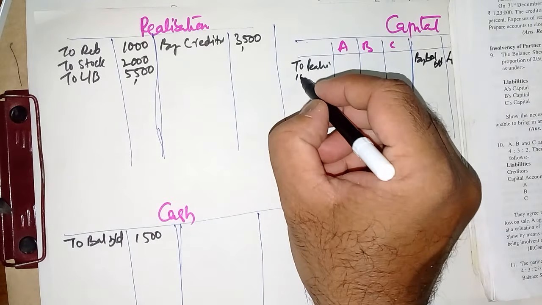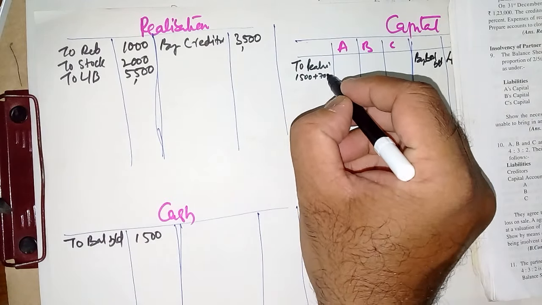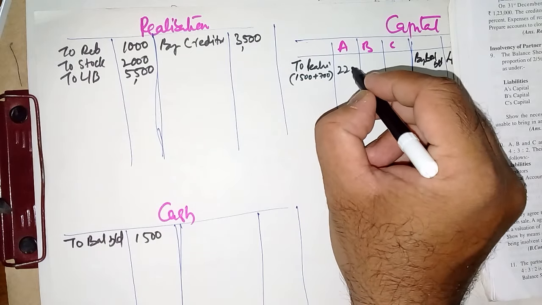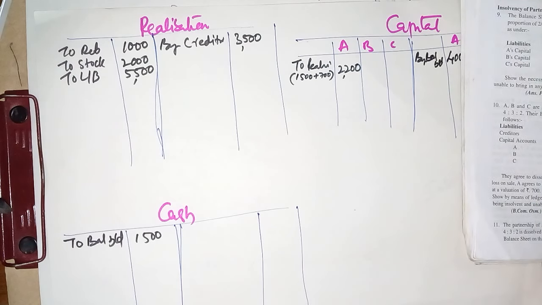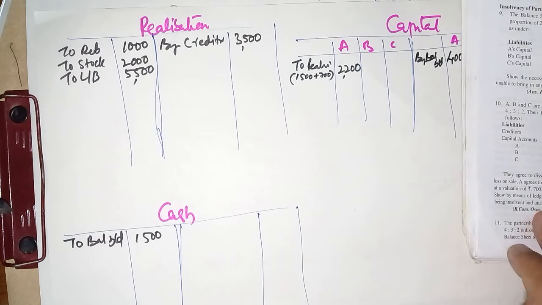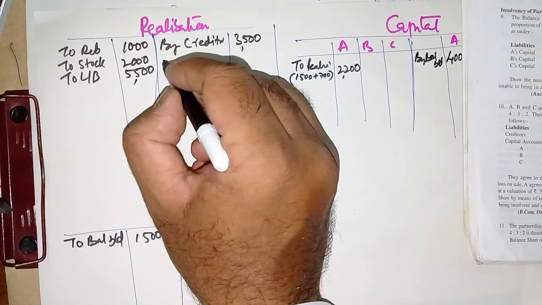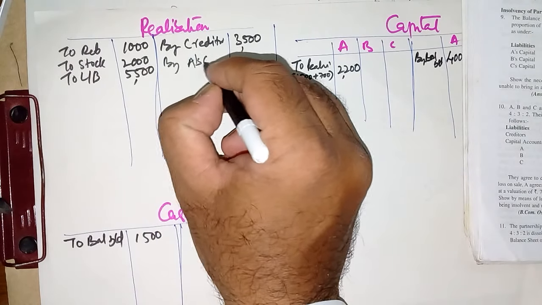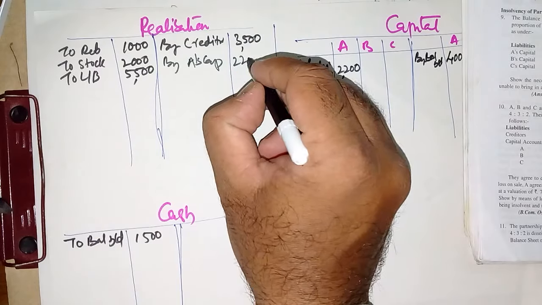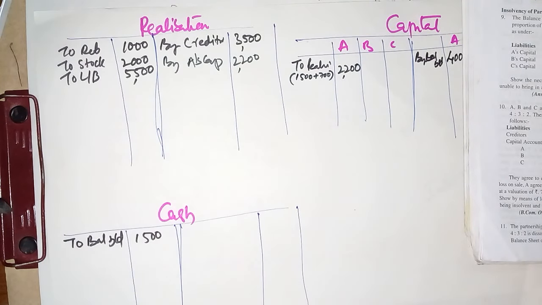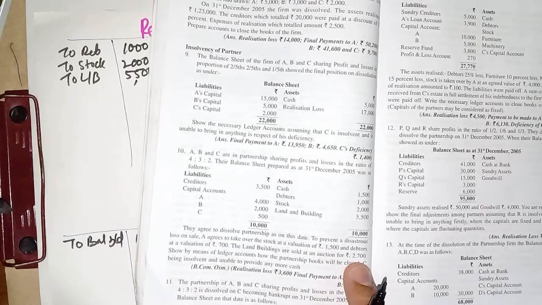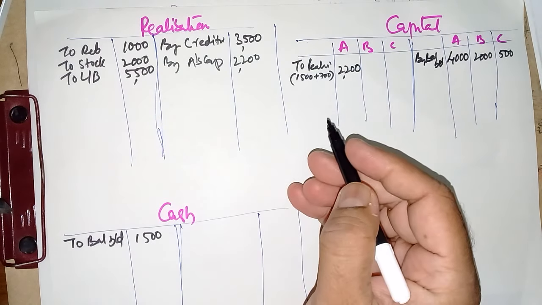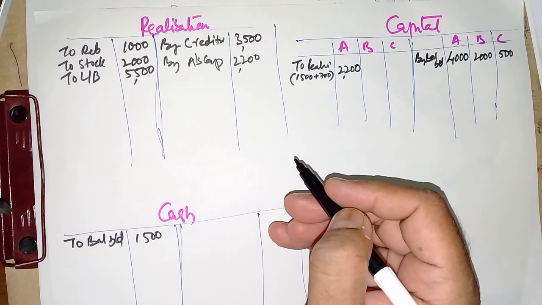So here I am writing 1,500 plus 700. Collectively we are writing 2,200 in A's capital account. Right? We have debited, as it is taken over by A. And in realization we write by A's capital, that is 2,200. Clear? Then next. The land and building are sold at an auction for 2,700. So land and building is sold. Right? So what is the entry when land and building is sold?